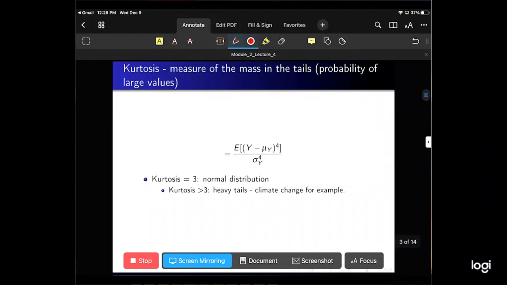Kurtosis is a measure of the mass in the tails, or the probability of large values. Kurtosis equal to 3. Okay, we should remind ourselves we're jumping up a power here. A kurtosis equal to 3 is a normal distribution. Kurtosis greater than 3 is heavy tails.